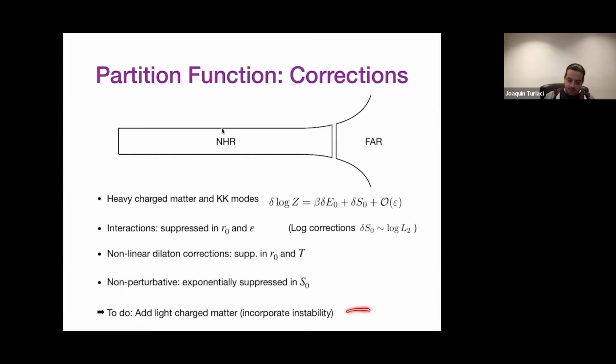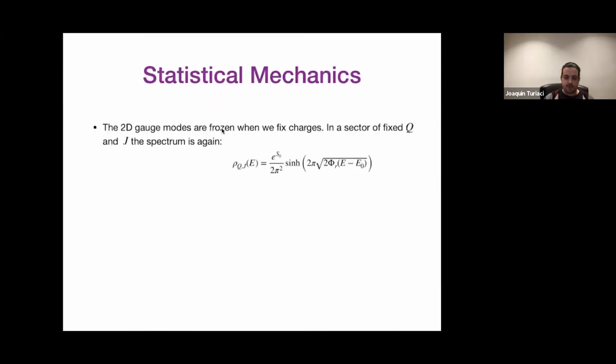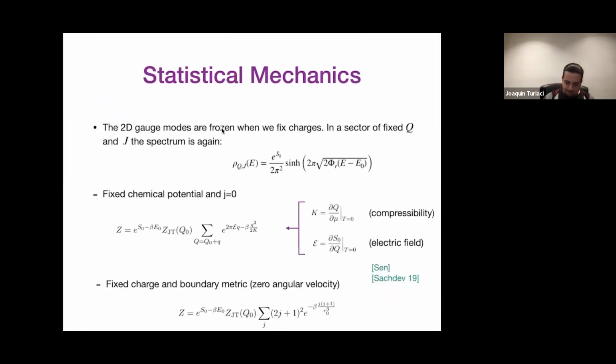But there is one thing we didn't do, which is to incorporate light charged matter that can decay. That's something interesting that we didn't do. Presumably it's not that difficult. Basically we can take the same template as before for the density of states at fixed charge and angular momentum, and the same conclusion applies. Maybe I will skip this, but you can also see what happens when you fix chemical potential and allow the charge to fluctuate. There are some interesting things.